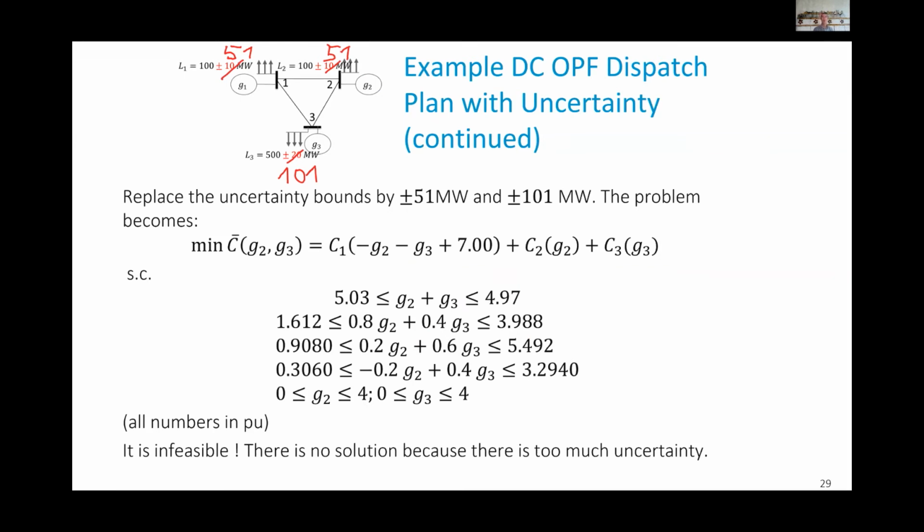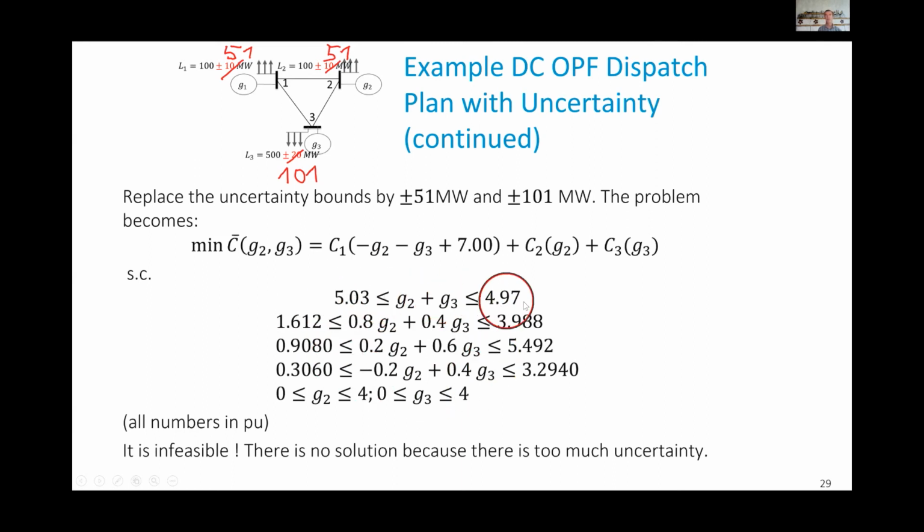Interesting here, what happens if I increase the uncertainty? Here the uncertainty was plus or minus 10 on this load, for example. If I multiply it by 5, a bit more. And similarly for the other constraint here. So I can redo the same exercise, which is not very difficult. And here are the constraints I obtain.